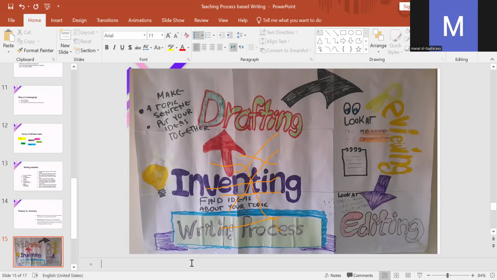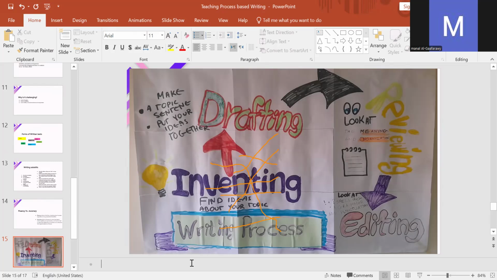So at the stage of reviewing, I provide my students with a rubric that I customized or specially designed for the purpose of writing that specific text. And then I provide my students the rubrics and ask them to check whether their texts include those items or whether those items are included in their texts. Okay.